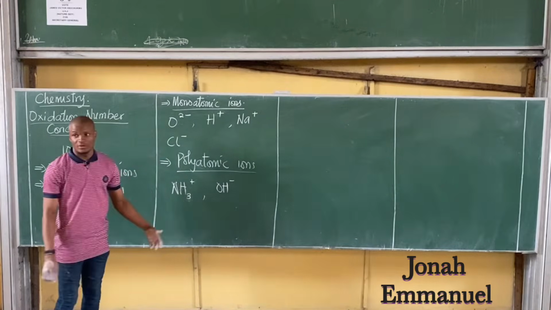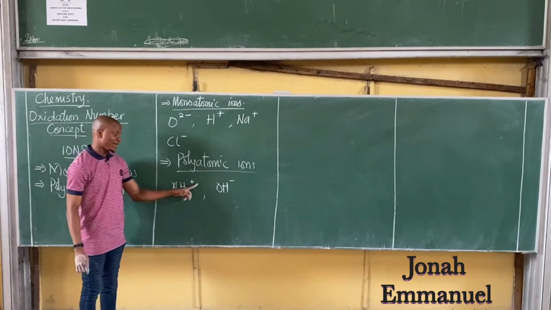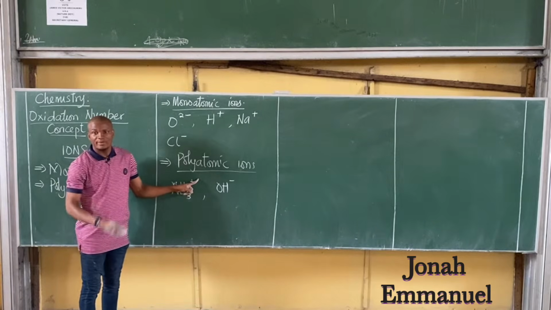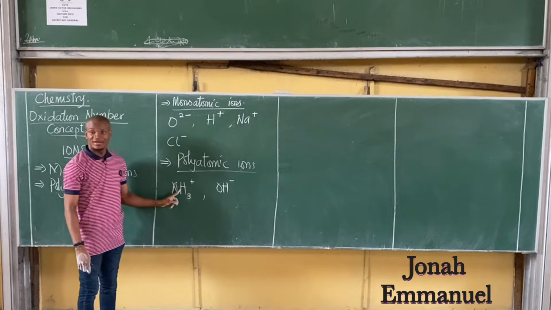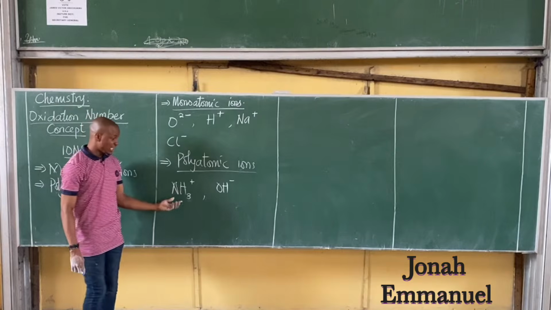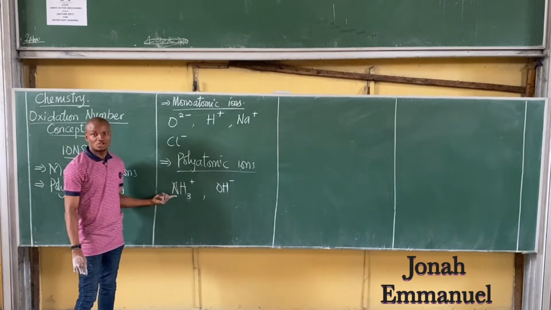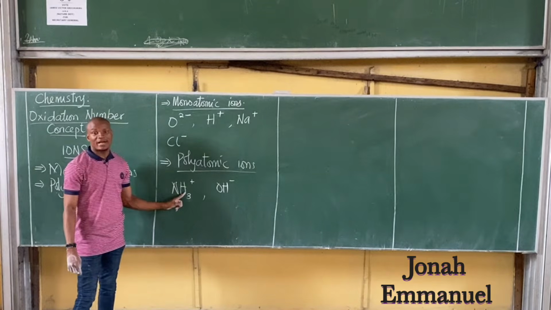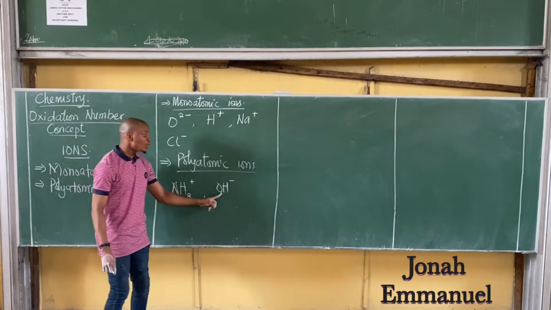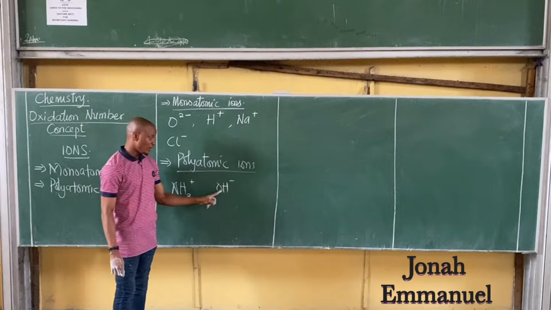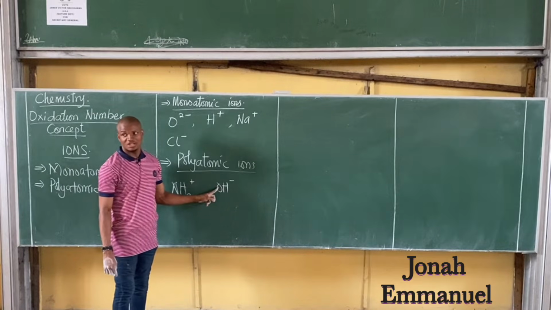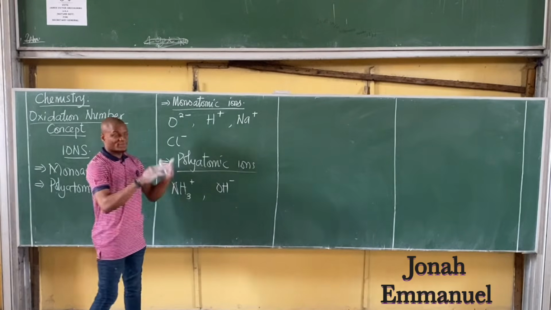Example, you can see this now. Here's an ion. Why? It has a charge. It's polyatomic. Why? Because it consists of various atoms. So here's the polyatomic ion having one atom of nitrogen and three atoms of hydrogen. Here's a polyatomic ion having one atom of oxygen and one atom of hydrogen.